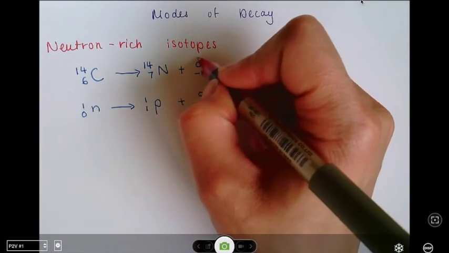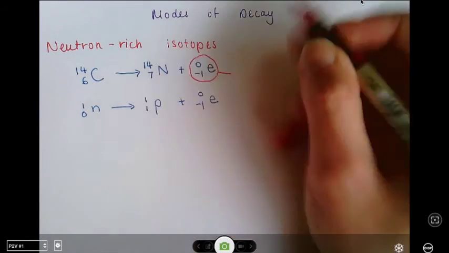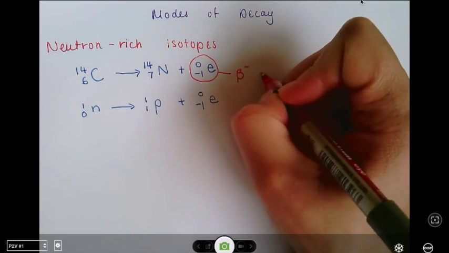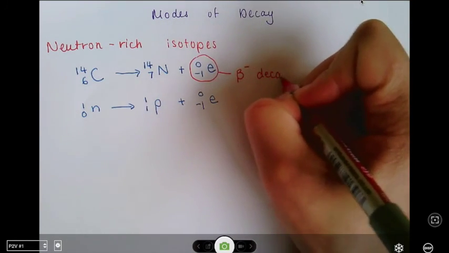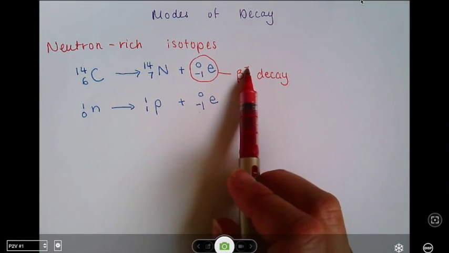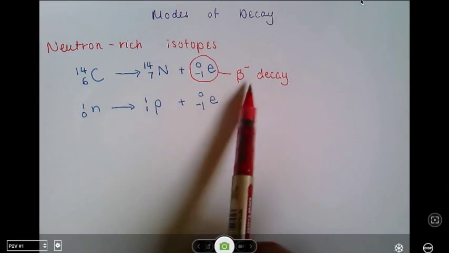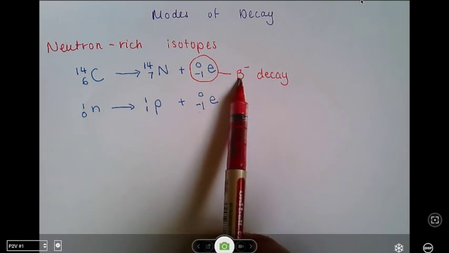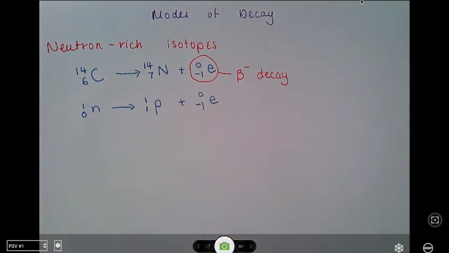Now, this electron is then referred to as beta decay. So that's one of the modes of decay, and I've written a little negative on there for a purpose. Okay, so we'll talk about that in a while, but this electron being emitted, we refer to it as beta decay.